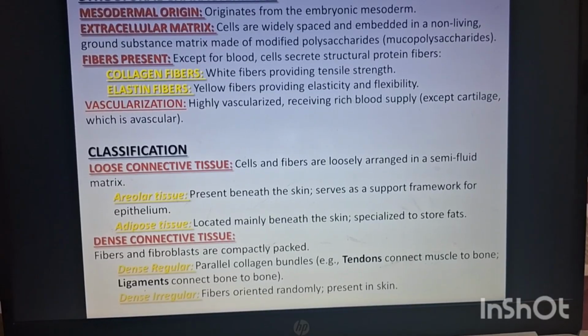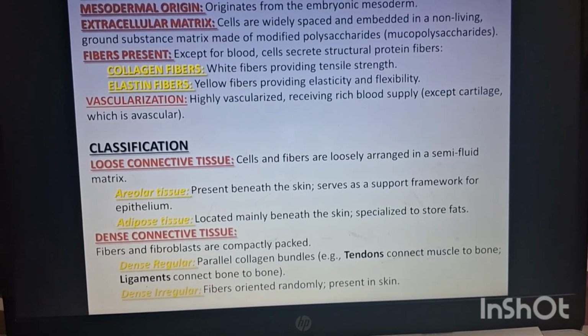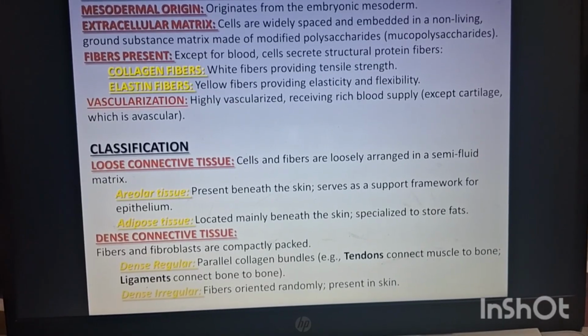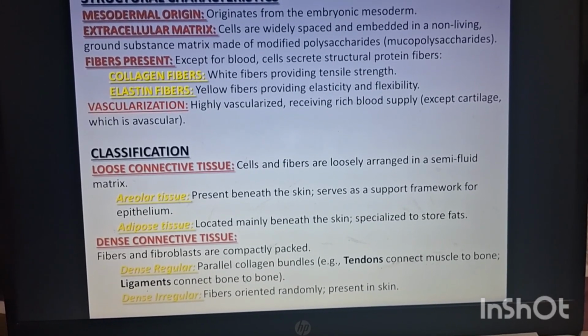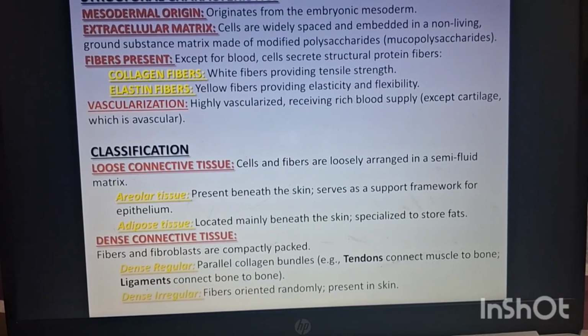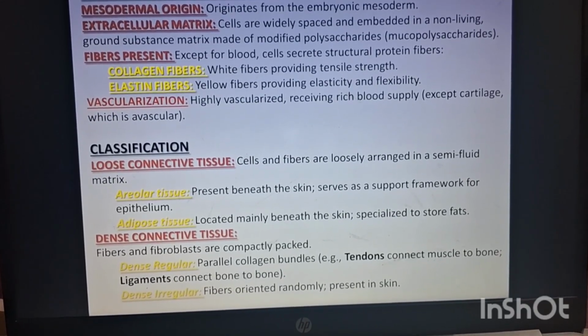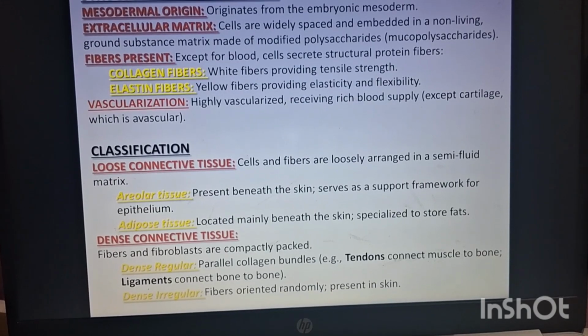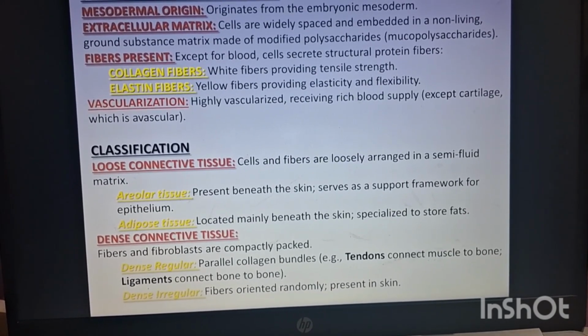Next, fibers present in the connective tissue. Except for blood cells, cells secrete structural protein fibers. That is, first collagen fibers. They are white fibers providing tensile strength. And next is elastin fiber. That is yellow fibers providing elasticity and flexibility. Next character is vascularization. It is highly vascularized, receiving rich blood supply, except cartilage, which is avascular.